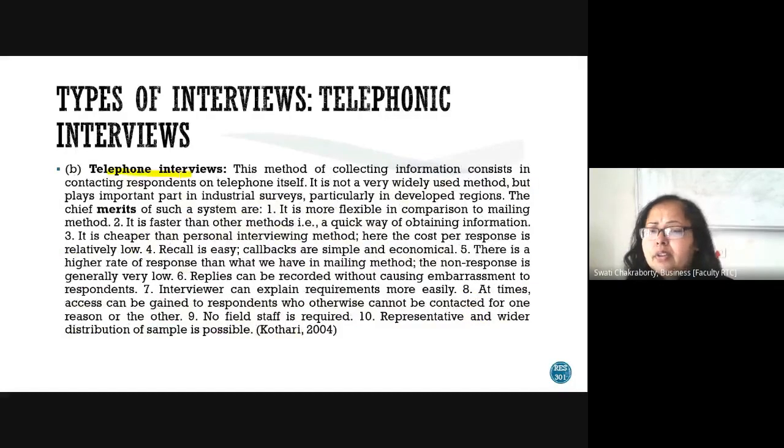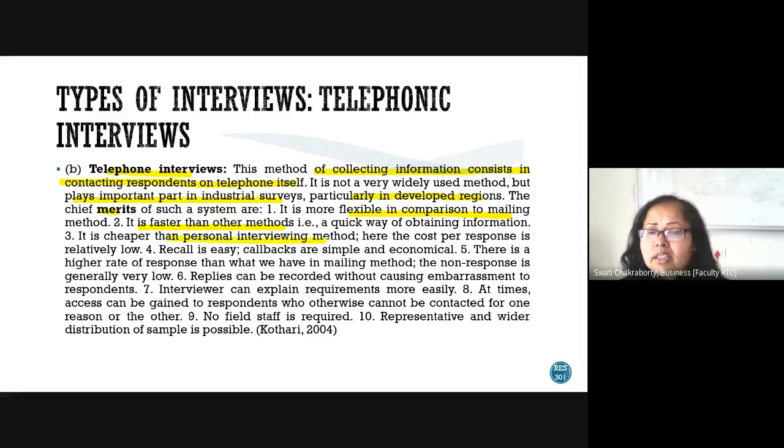Telephonic interviews, right? It's a method of collecting information that consists in contacting respondents on the telephone itself. It's not a very widely used method, but plays an important part in industrial surveys, especially in developed regions. So what are the merits? It's more flexible in comparison to the mailing method. It is faster than other methods; it's a quick way of obtaining information.